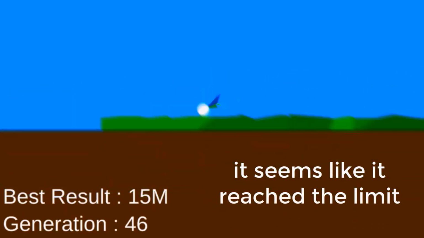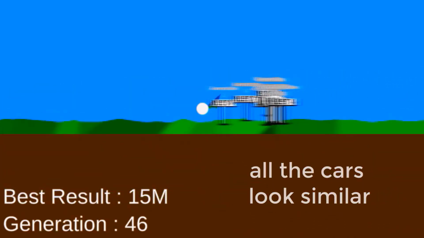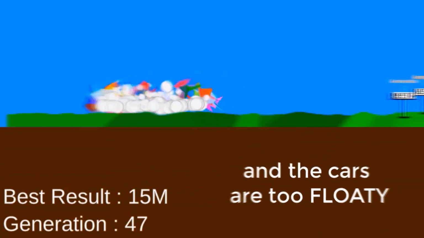It seems like it reached the limit. All the cars look similar, and the cars are too floaty.